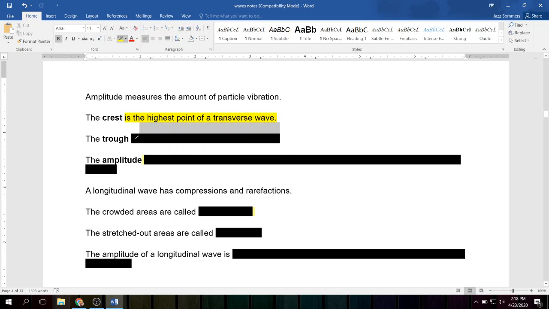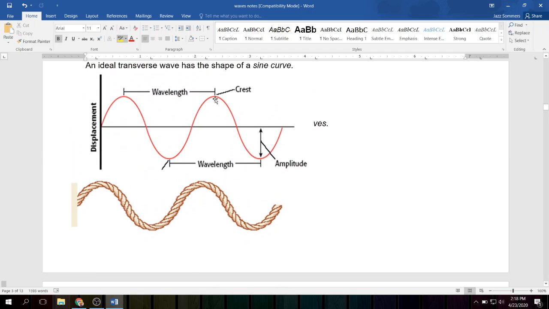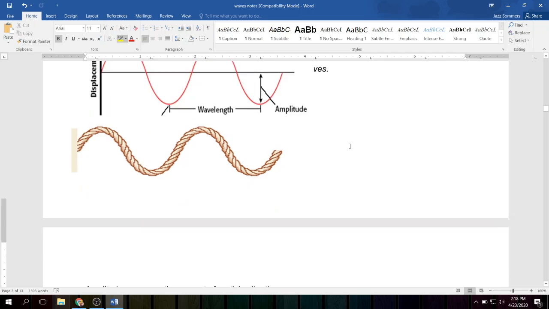The trough, that's the part of the wave that's the lowest. It's the opposite of the crest, the lowest point of a transverse wave. Basically, the flip version of the crest is the trough, which would be right here.